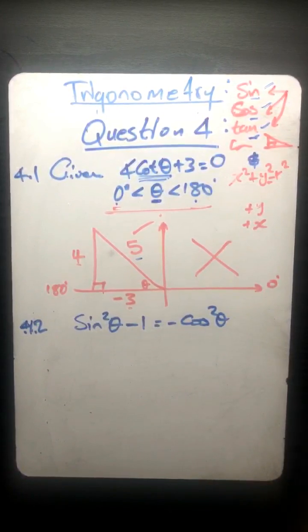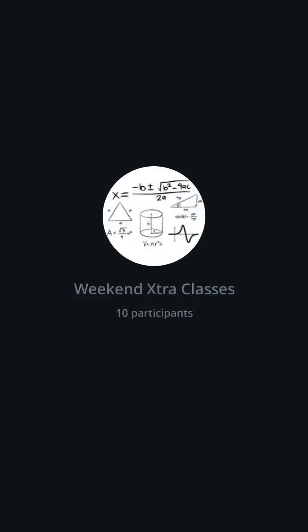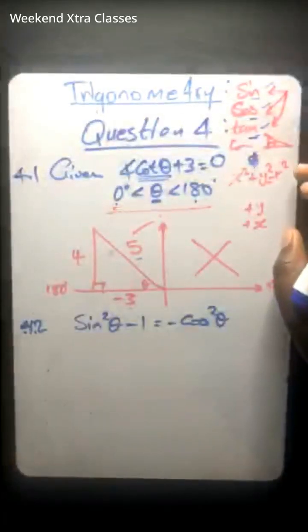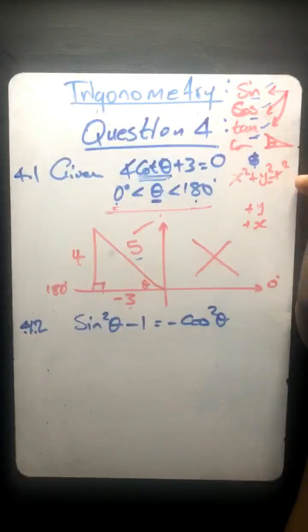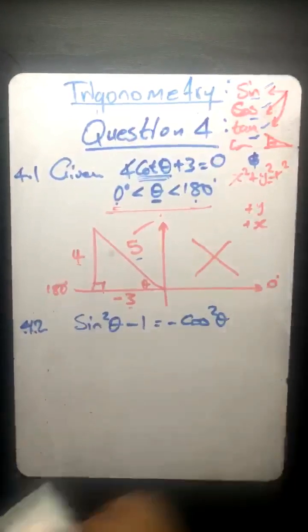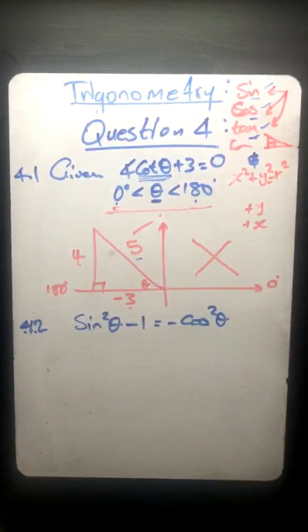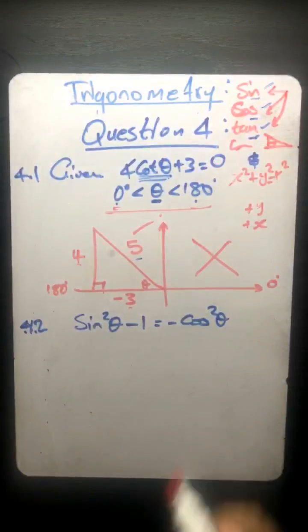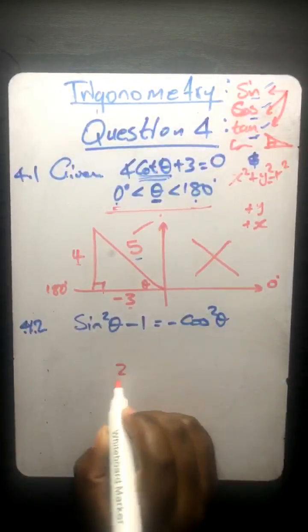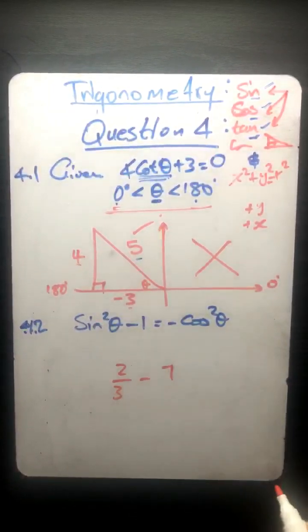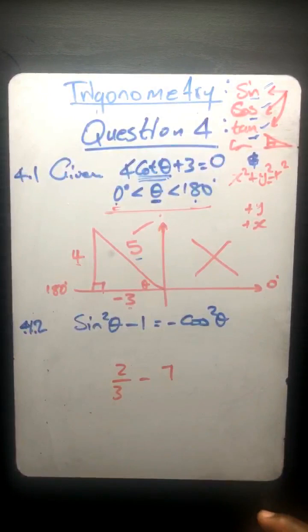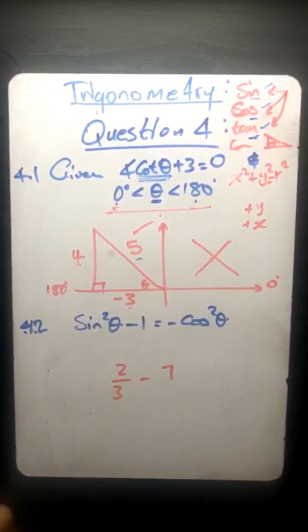What makes trigonometry difficult is that you deal with a lot of ratios, and if you don't have a strategy of dealing with ratios, it then becomes a problem. So before I solve that, let me quickly remind you of something very important. If you have 2 over 3 minus 7, and they say simplify this, how are you going to simplify it without using a calculator?